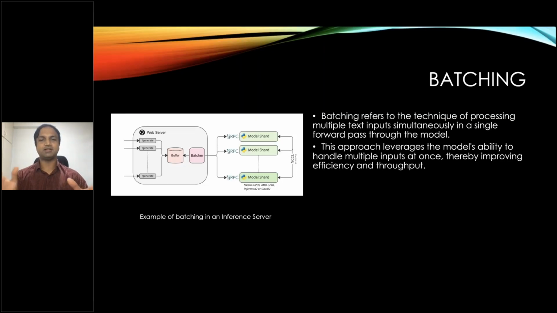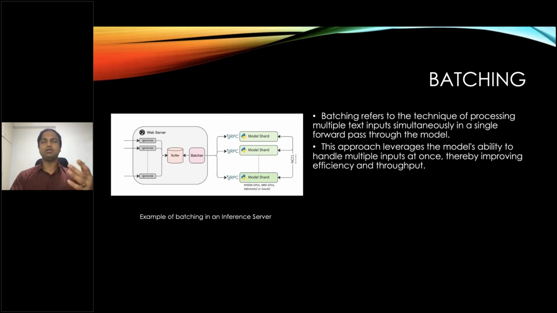So batching, as the name suggests, and this image that you see is the TGI server image of Hugging Face. This actually shows you how model sharding works. Batching, as the name suggests, is the processing of multiple inputs at once, parallelizing it. The approach here is to handle multiple inputs at once.